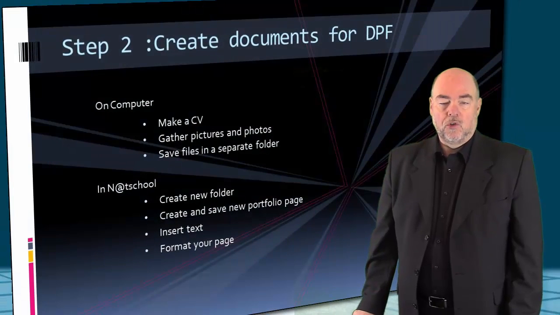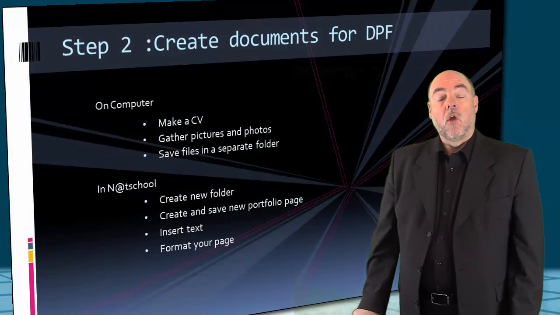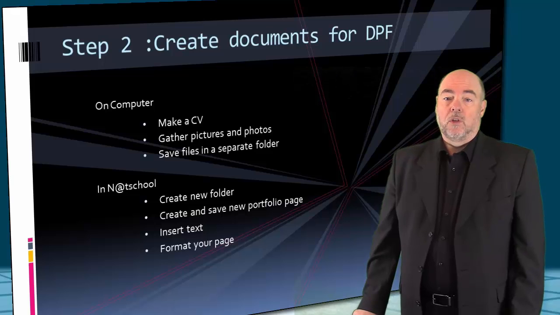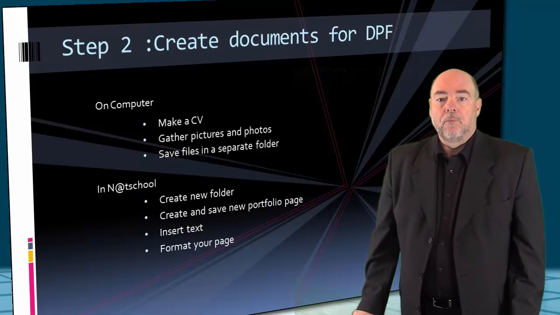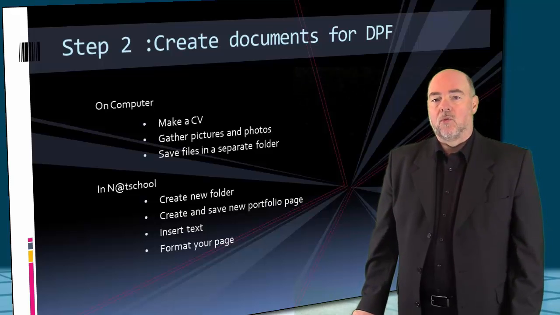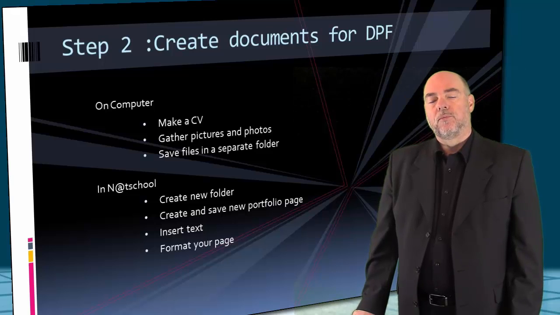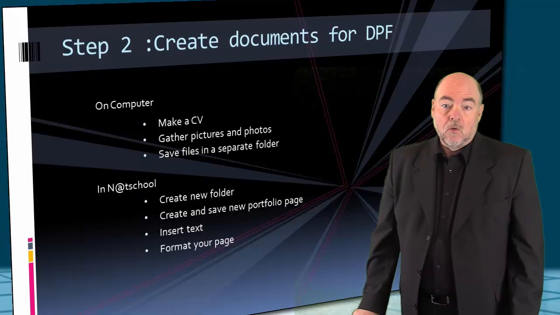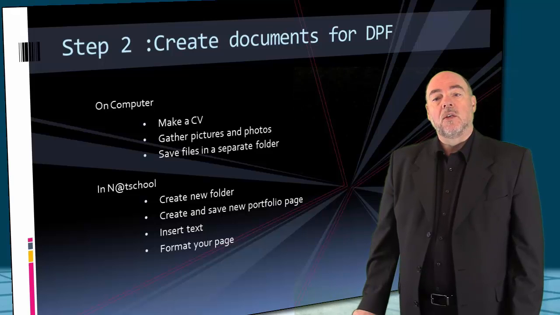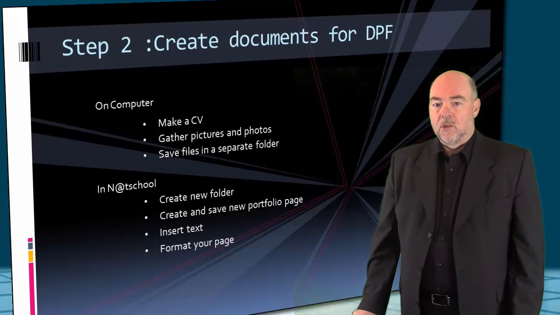Step 2 would be create documents for your digital portfolio. On the computer you have to, for instance, make a curriculum, gather pictures and photos, and save your files in a separate folder. In NetSchool you have to create a new folder within the workspace from your digital portfolio, create and save new portfolio pages, insert some text, and format your page.